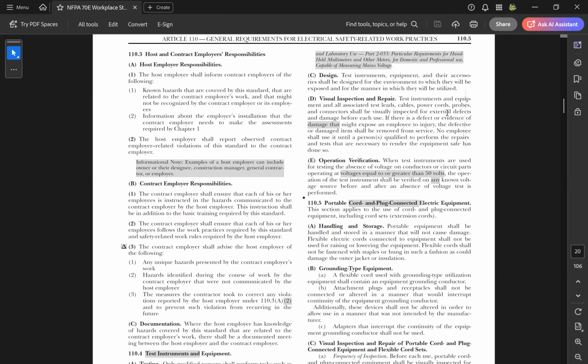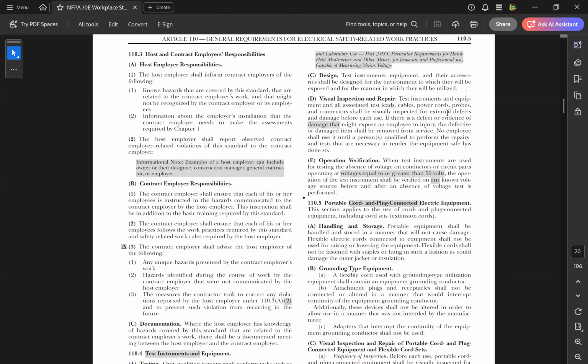So today we're going to cover a couple of topics in NFPA 70E for electrical safety, starting with host and contract employer responsibility. As a host employer, usually that's the company, a company representative or someone designated by the company to work with maybe possibly vendors to get projects taken care of.